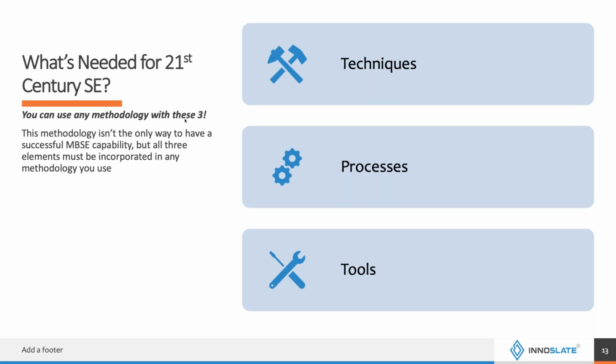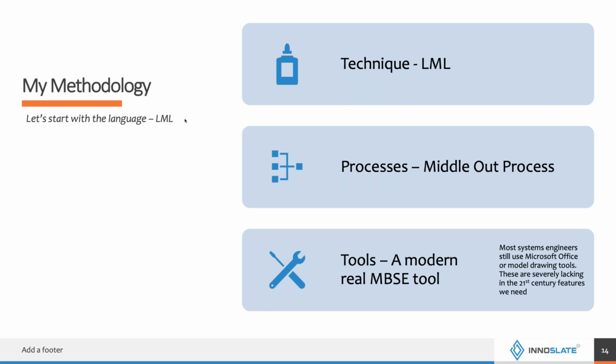So what's needed for the 21st century? First of all, we need a methodology. Anything we work on, we need a technique, process, and tools. We know we need that. That's fundamental to systems engineering. It's fundamental to how almost anybody does any kind of analytical work. So let's talk about my methodology. That's the one I'm familiar with. That's the one we've developed over many years because we found it works.